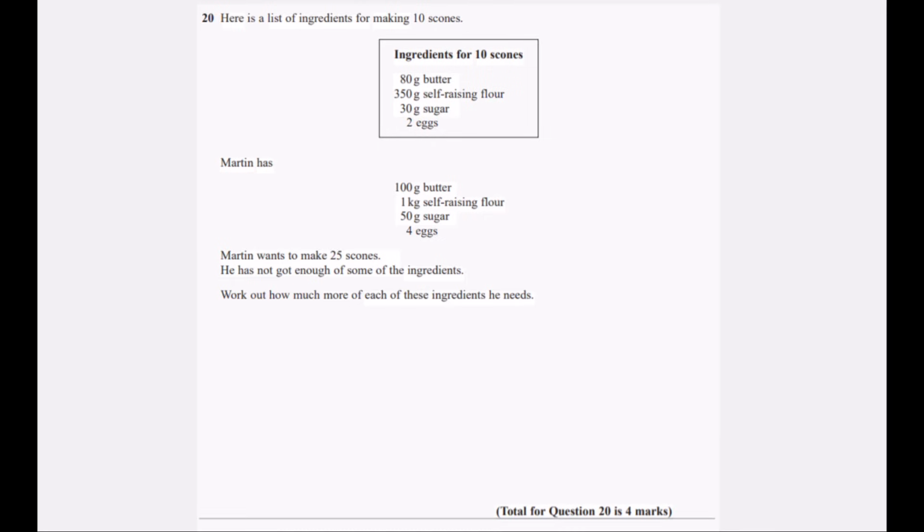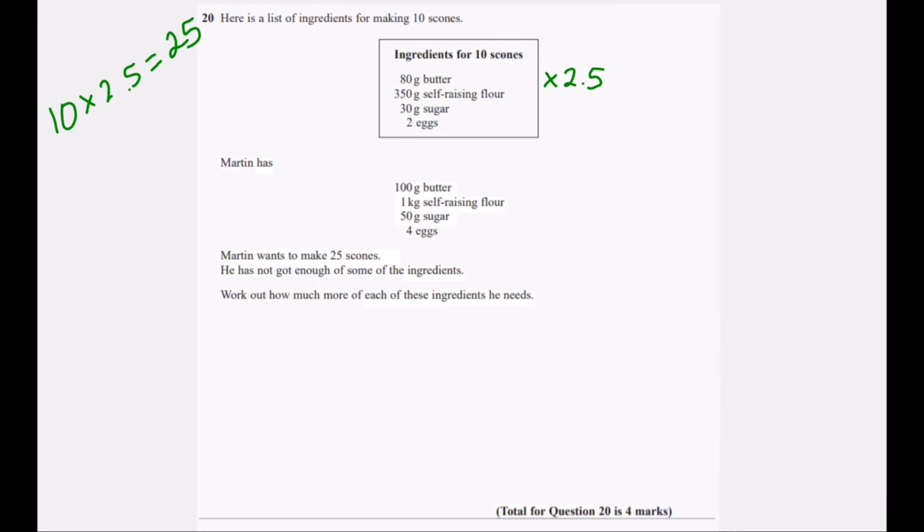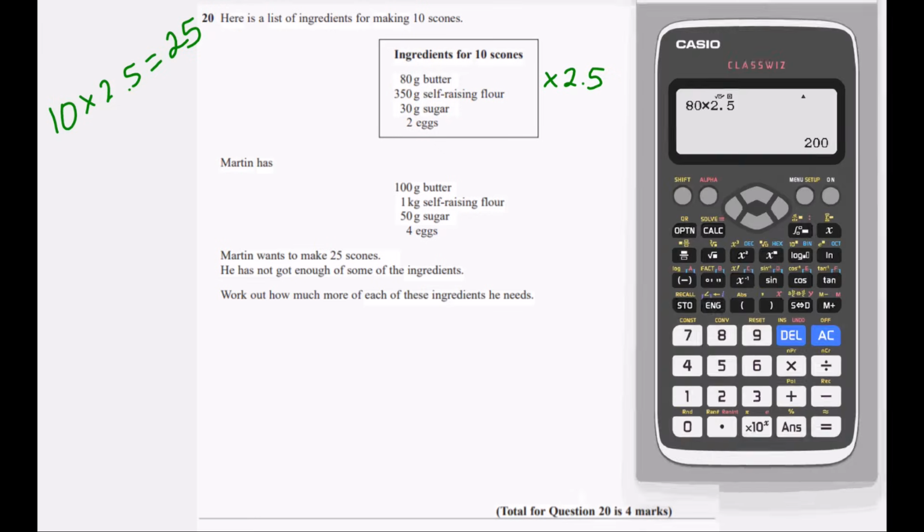So let's find what he needs for 25. To go from 10 to 25, we need to multiply by 2.5. 10 times 2.5 makes 25. So if I times all the ingredients by 2.5, I will find out what Martin needs. So 80 times 2.5 means he needs 200 grams of butter for 25 scones.